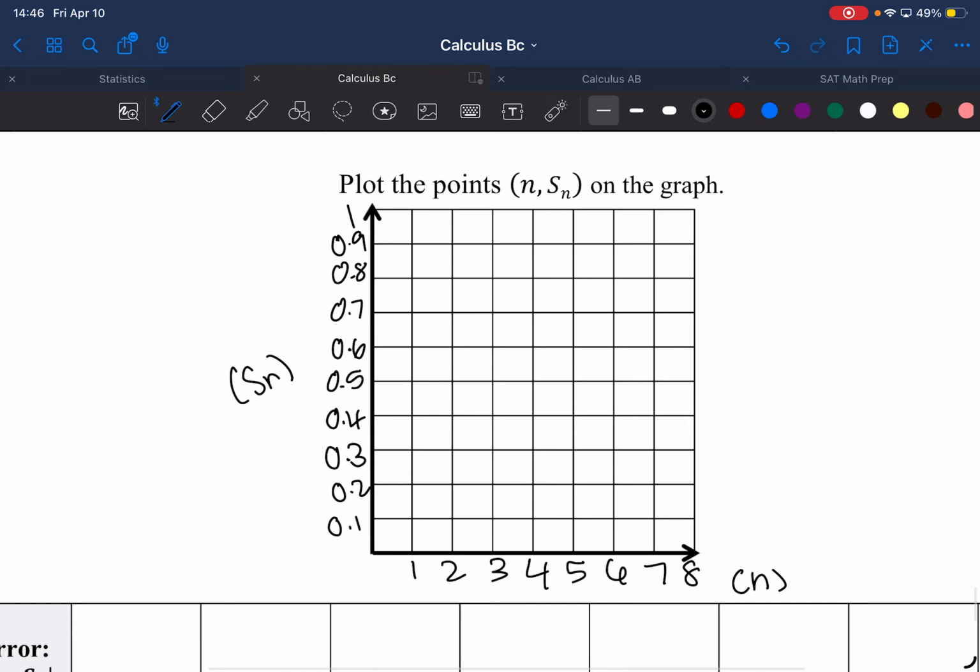Okay, so then from here, I'm going to plot the points. So again, I'm plotting it as n comma s sub n. So my very first n was 1, and if I go down to s sub n, it's also 1. So it's 1, 1. Okay, my next one, n is 2, s sub n is 1/2, and so I'm just going to keep doing that until I plot all my points.